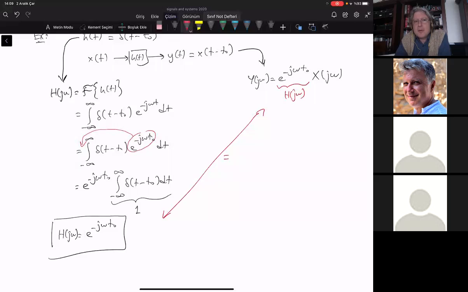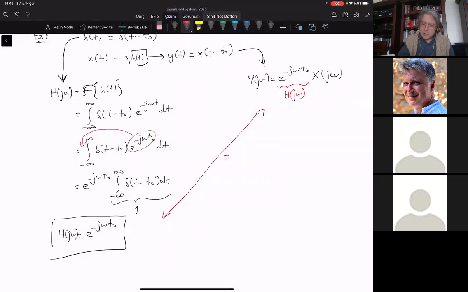You can look at the problem in various ways. Sometimes you relate the output to the input, like y of t is equal to x of t minus t0, to determine h of j omega. Sometimes you think of h of t as the impulse response, and take the Fourier transform of that impulse response, and that is still the same thing. So these are the same question solved by different methods, giving you the same answers.